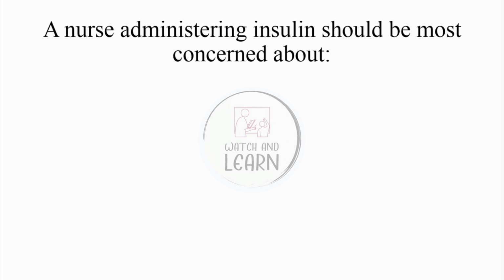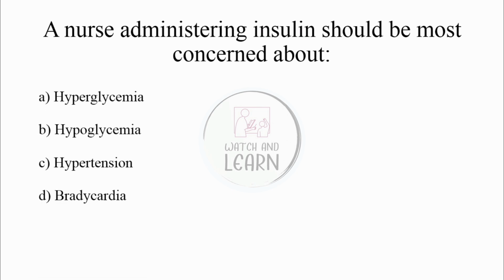A nurse administering insulin should be most concerned about. Options are option A, hyperglycemia, option B, hypoglycemia, option C, hypertension, option D, bradycardia. The right answer is answer B, hypoglycemia.